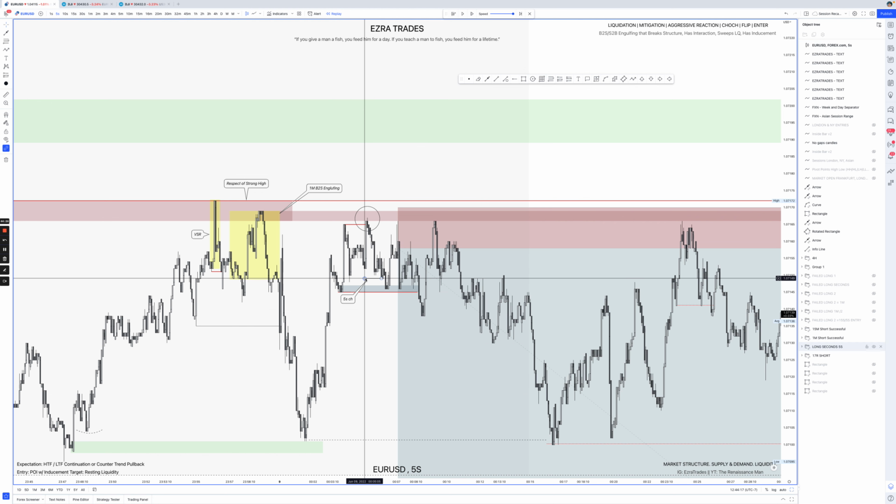This is the pullback extreme here. We have this as the extreme. This is the sell to buy that directly made that new high. We have that mitigation of that 1 minute POI that's on the 5S, which is a little bit more refined.